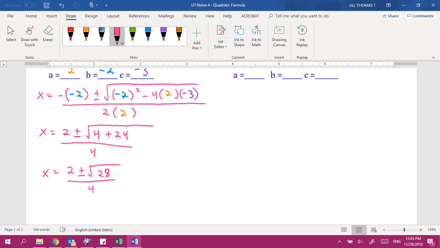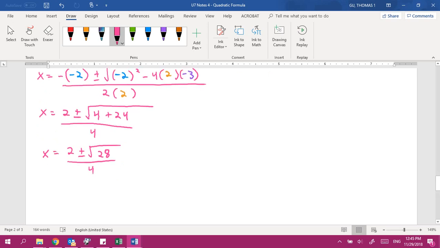Now what? What is next? Simplify the square root, right? We got x equals 2 plus or minus... What can we break down the square root of 28 into? 4 and 7. Very good. So we're going to go plus or minus the square root of 4 times the square root of 7, because 4 times 7 is 28.